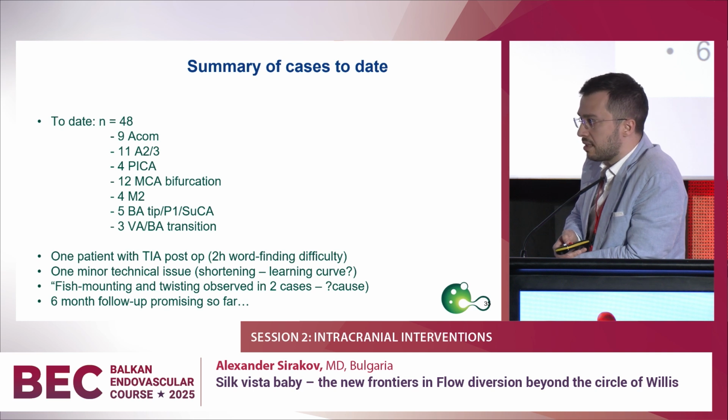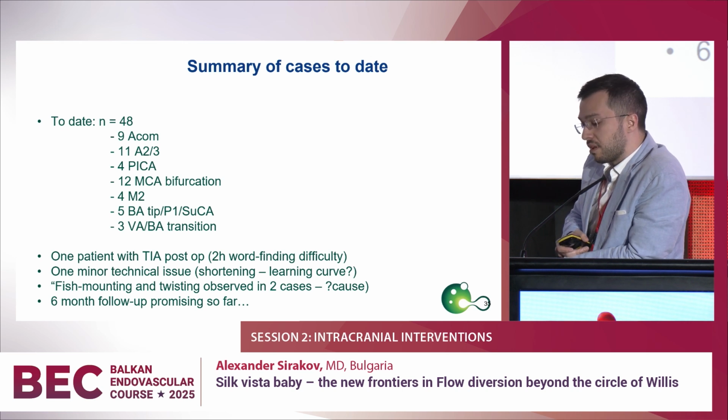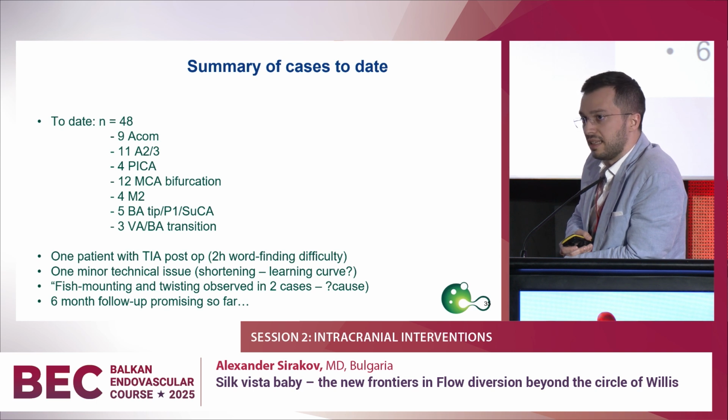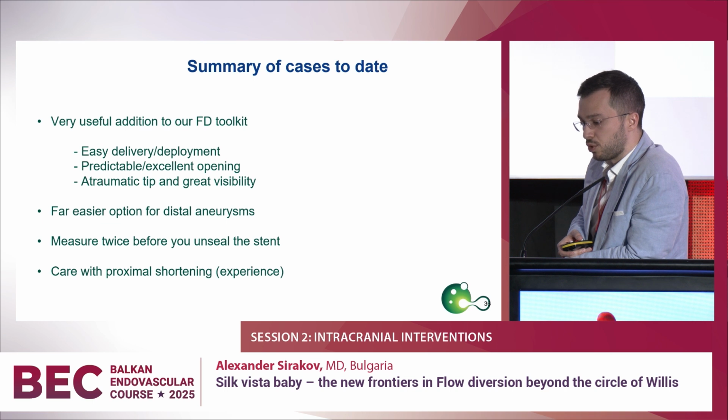So in almost 8 months, we managed to squeeze up to 50 flow diverters into our practice. You can see the anatomical distribution. There was one patient that experienced transient ischemic attacks, but they were resolved after application of glycoprotein injections or intravenous antiaggregants. One minor technical issue that I've presented to you, the foreshortening, was basically related to the learning curve, and maybe the idea is that you need to measure twice before you actually unseal and open the stent on the table, but that's common sense.